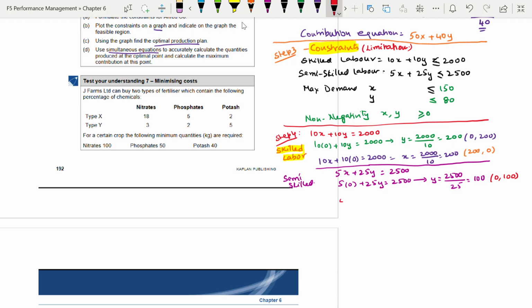Next, take the second one. If you make it 5x plus 25 times 0, it comes to 2500. How much will you get here? X equals 2500 divided by 5, it comes to 500. Is it 500 and 0?